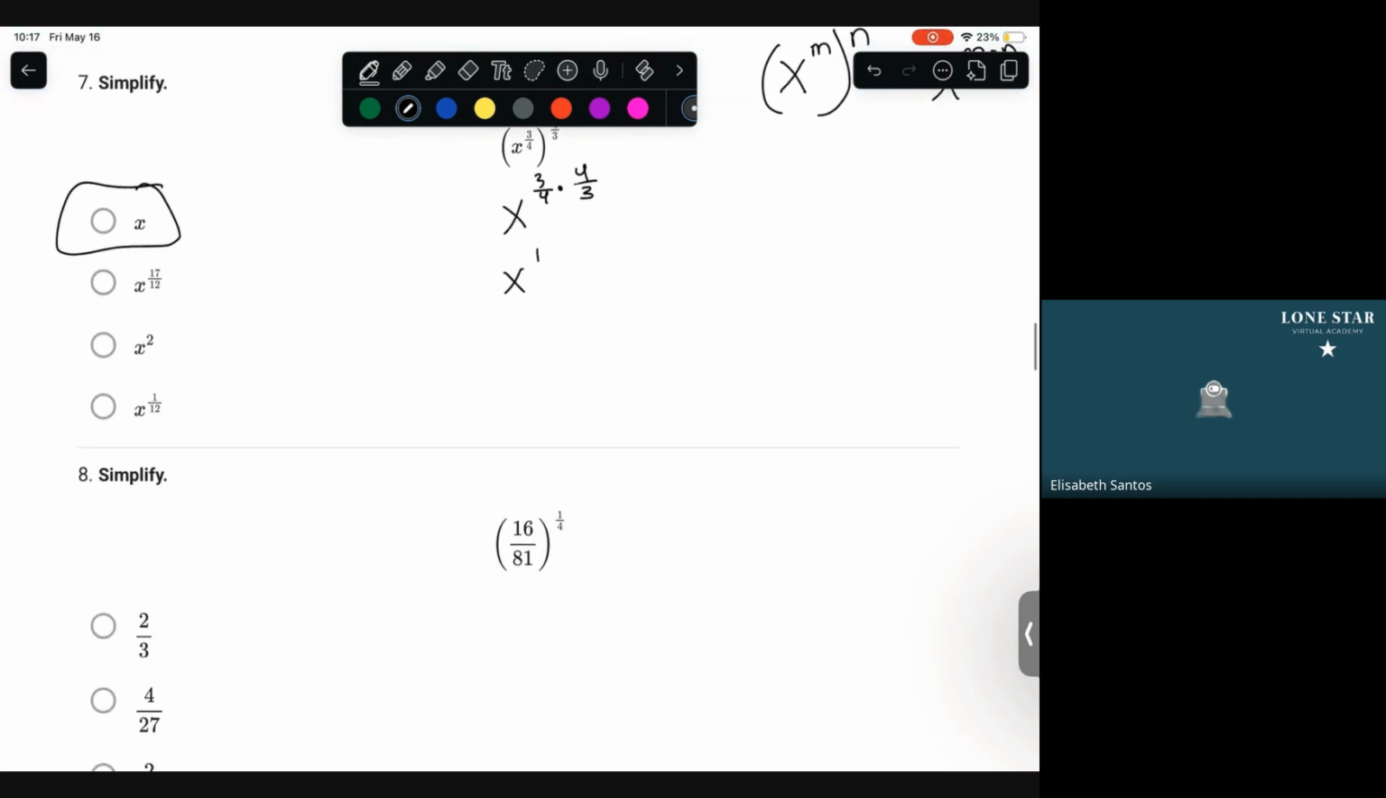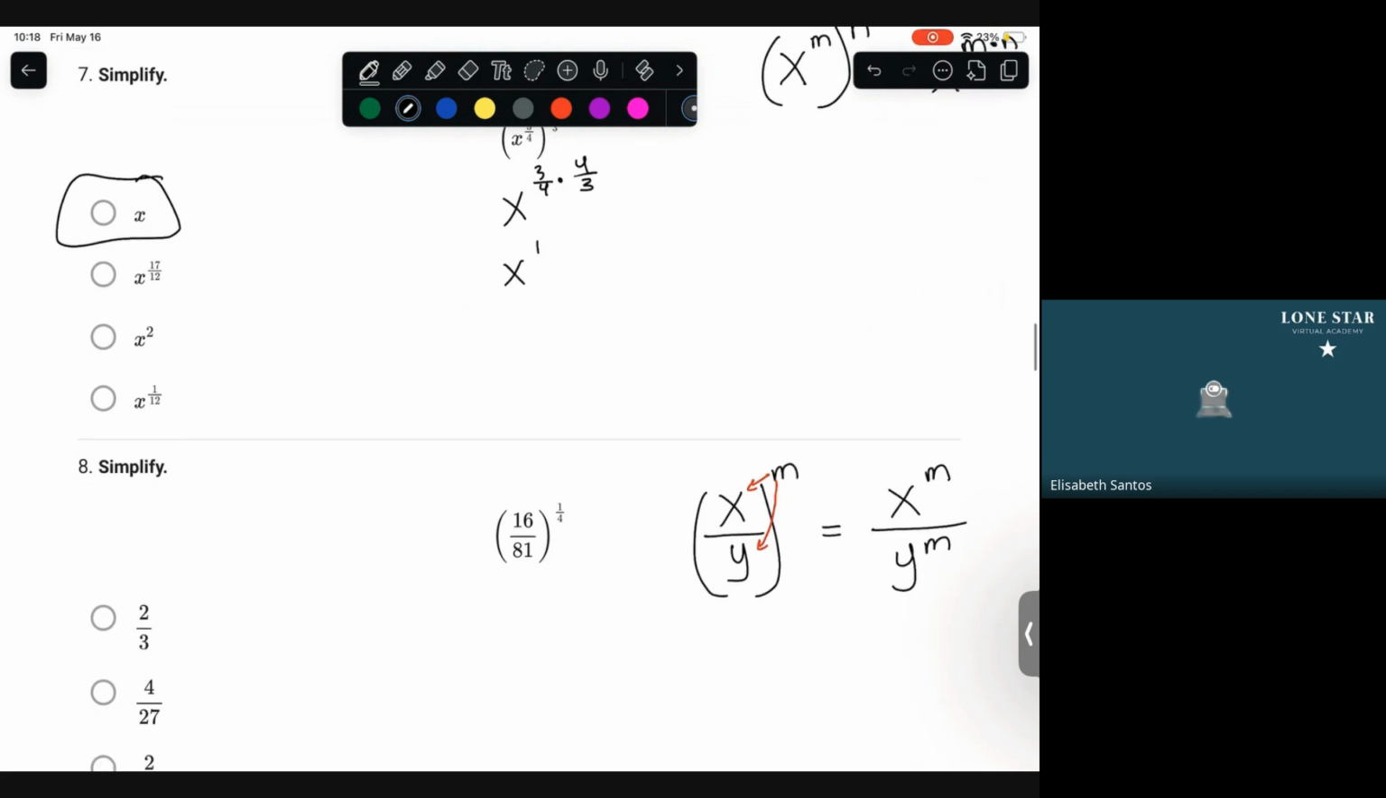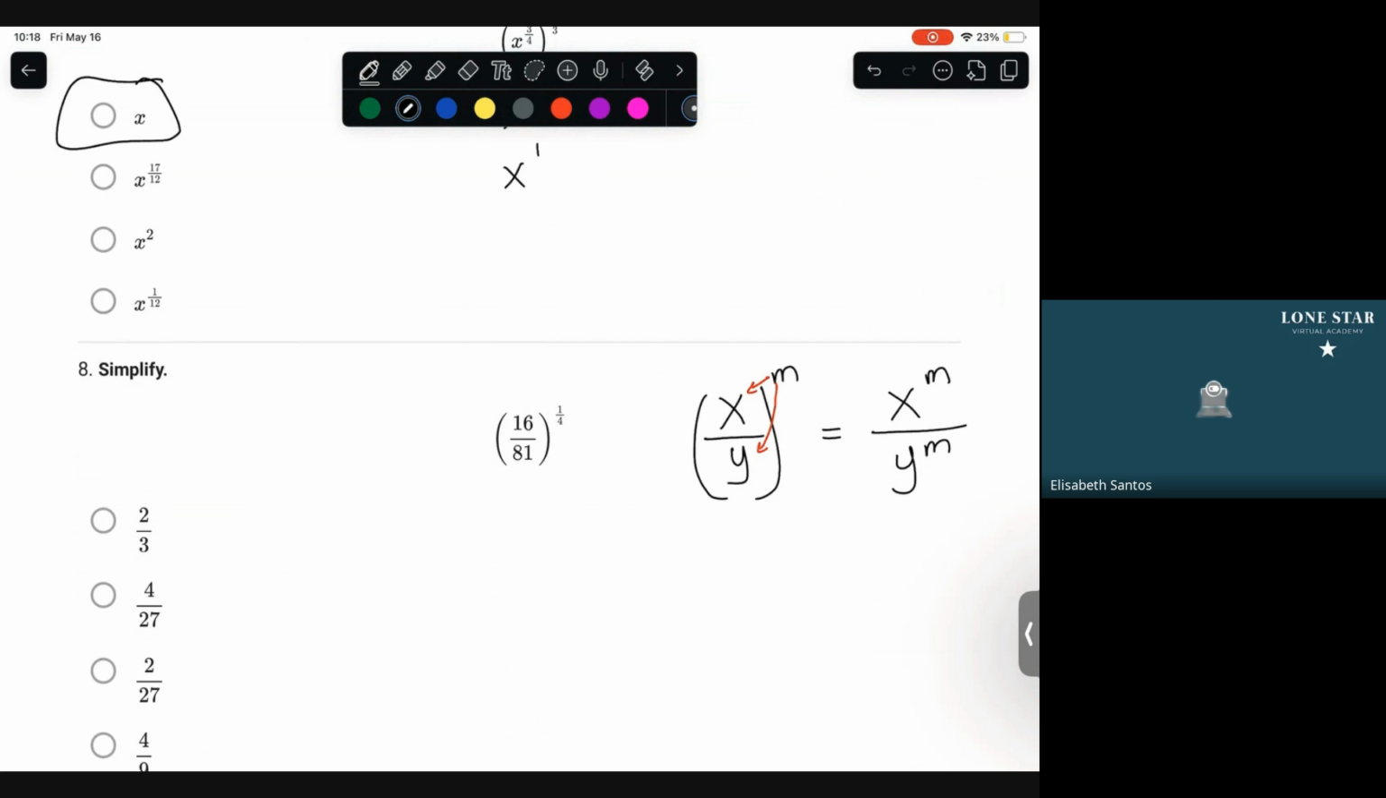Okay, so another exponent rule is if we have a fraction that's raised to a power, you distribute that exponent. So it goes to the top and to the bottom. So it would look like x to the power of m over y to the power of m. So that's what we're going to do here. And we're going to distribute that 1/4. So it's going to be 16 to the power 1/4 over 81 to the power 1/4.